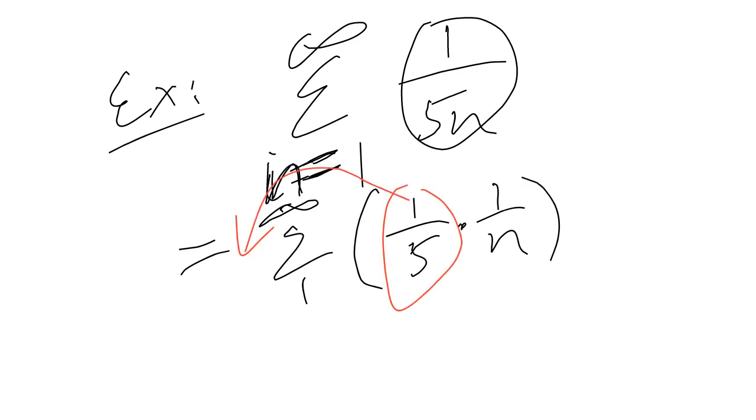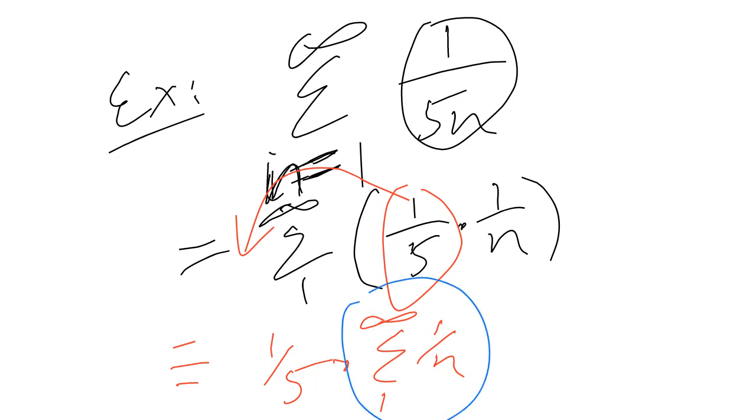I can pull that out front, and if I do that, I'm going to get 1/5 the sum from n equals 1 to infinity of 1 over n. Since the sigma of a constant times the function is the constant times the sigma of the function, basically, what can I say now? Well, I can say that this is actually the harmonic series, right? And by theorem or proof, this is divergent, so this diverges.